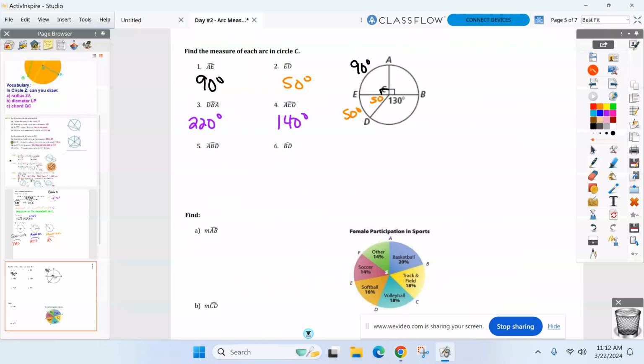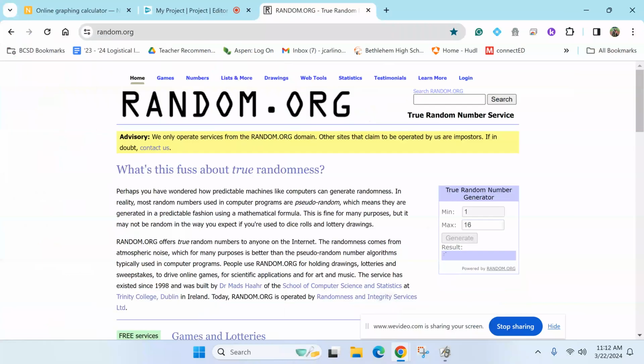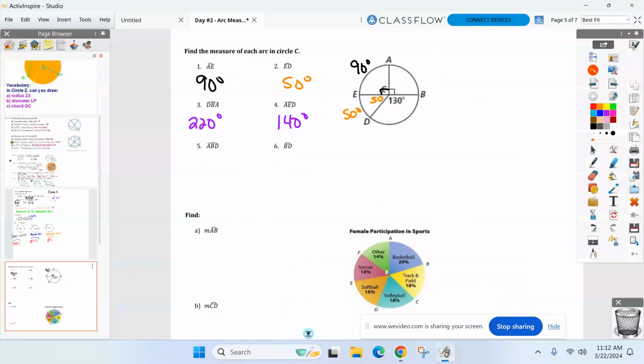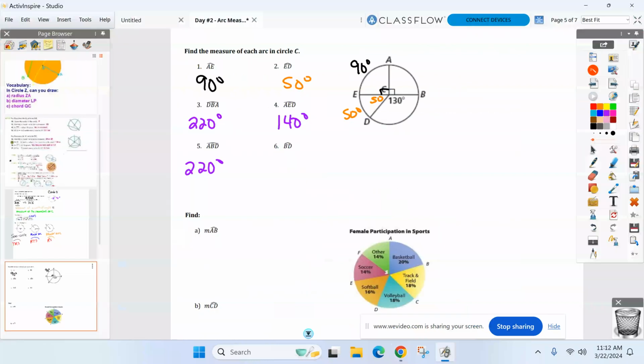How about ABD? I don't know if anybody saw the relationship between another problem and this one, but probably not until you finished it. Zoe. 220. It's the same arc as DBA was in number 3. And then finally, arc BD. Let's roll. Finish this in style. Aiden. 130. Great work. We all good? All right, we're good here.